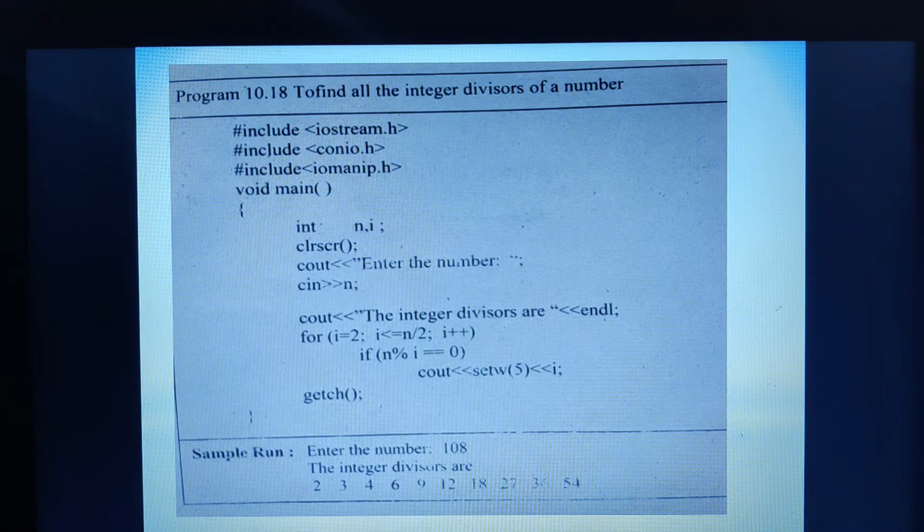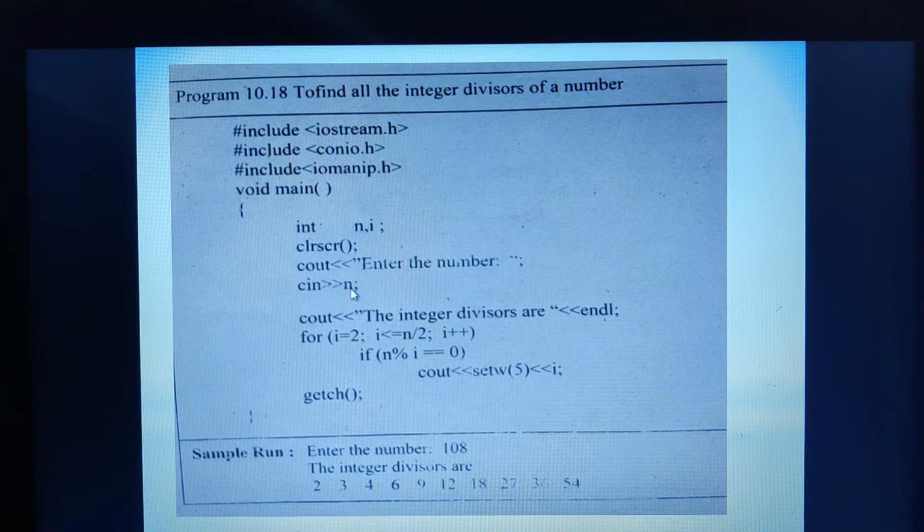Similarly, suppose I give 14, their integer divisors will be up to half of that number, that is up to 7. So within the range I am giving, that is 1 to 7, the integer divisors will be there. Now let us understand this program so that you can clearly understand the concept. Here I have written the 3 header files, then the main function, followed by the 2 variables I have taken here, n and i. Then clear screen. Now I am asking the user to enter the number.